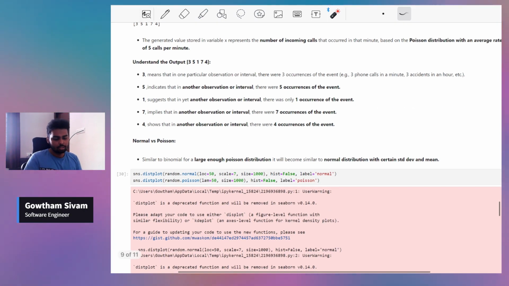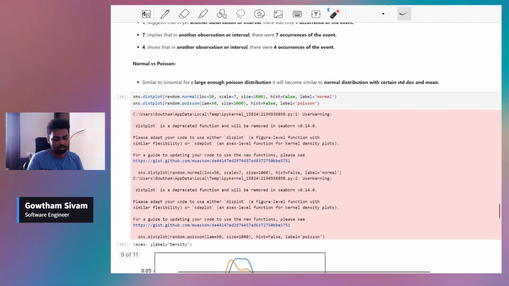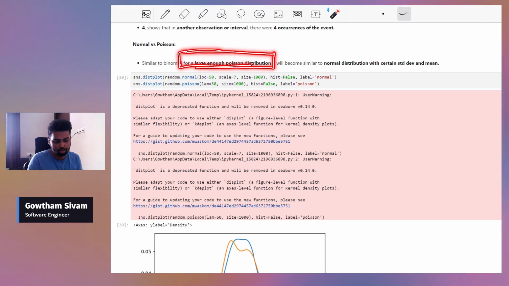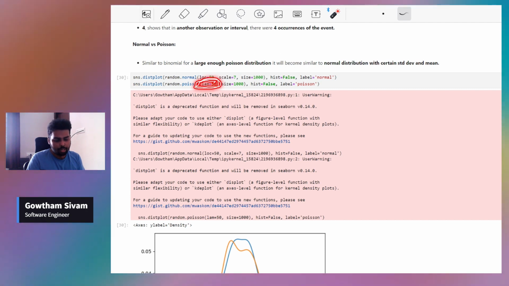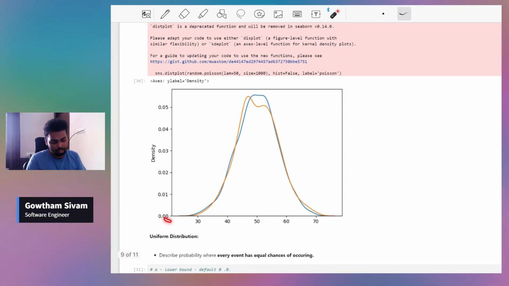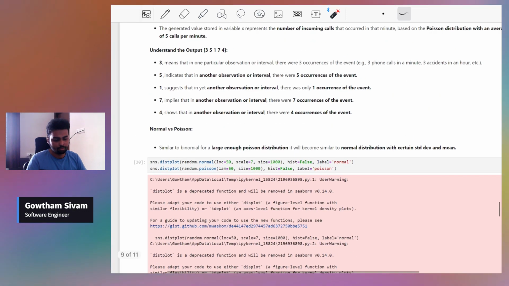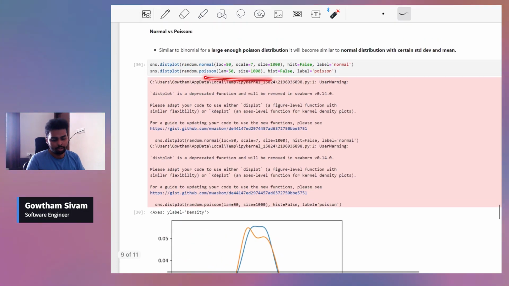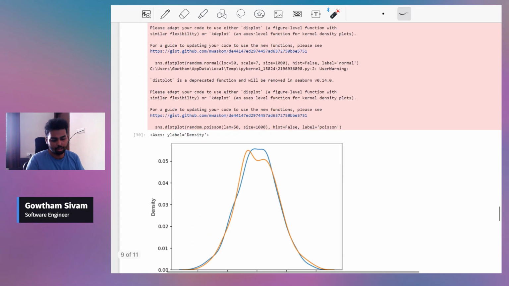Okay, next is normal versus Poisson. Similar to binomial, for larger Poisson distributions, what do they mean by larger Poisson distribution? For a lambda value of 50, which is an average value, it will become similar to the normal distribution with a certain standard deviation and mean. That is what they mean here. If you see here, we can see the similarity between the normal distribution and the Poisson distribution as well. It looks much similar, right? So it all depends on the values that you put for the Poisson distribution here.